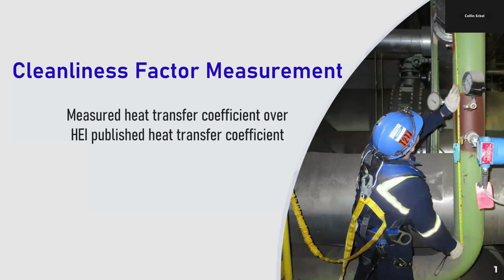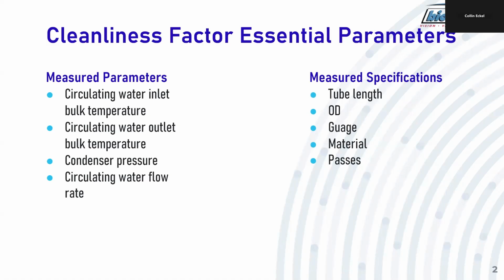Ultimately, you want to operate your condenser at the lowest possible pressure based on the input conditions to extract the most amount of power. However, circulating water inlet temperature, flow rate, and condenser duty will cause the back pressure to change drastically, even if the condenser is operating at peak efficiency. The cleanliness factor is a very valuable parameter to monitor because it normalizes the performance factor for all ranges of input conditions. The bare minimum measurements needed to calculate cleanliness factor are the bulk average inlet and outlet circulating water temperature, condenser pressure, and circulating water flow rate.